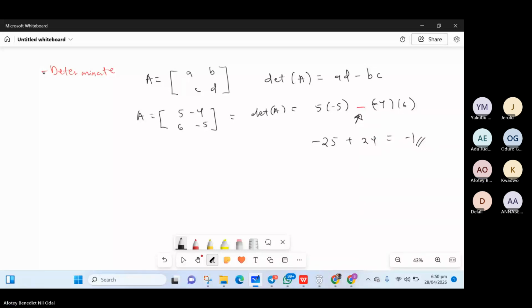Now, the second thing is that the determinant for an identity matrix, as we saw, is always 1, right? Because basically you are multiplying this minus a product of 0. So we get the determinant of I, an identity matrix, is equal to 1, right?